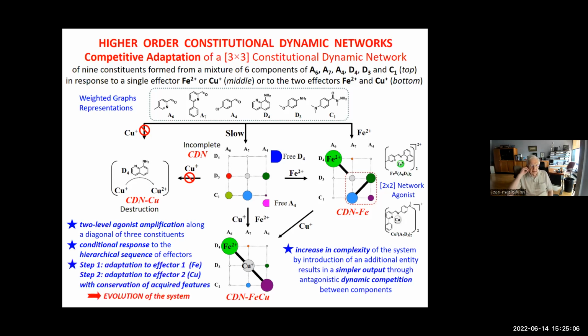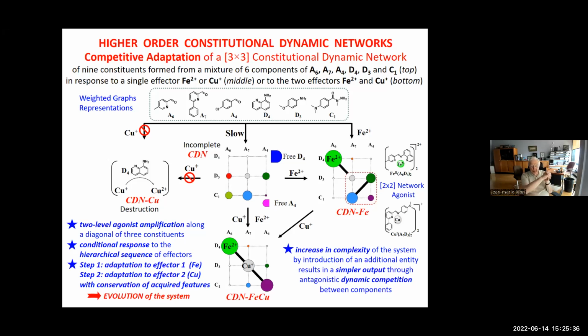So step 1, adaptation to effector 1, iron. Step 2, adaptation to effector 2, copper 1. And what is important here, you conserve the adapted features. This is of course a very simplified demonstration, but what I mean by that is two sequential adaptation steps, and the second step builds on the first one.